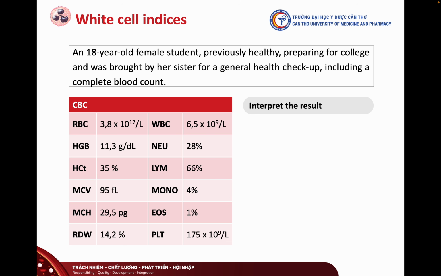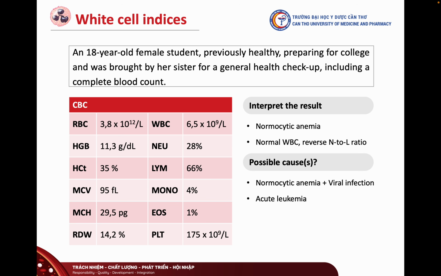Her white blood count is within the normal range, but notice something interesting. Neutrophils are low, only 28%, while lymphocytes are elevated, 66%. So there is a reverse neutrophil to lymphocyte ratio. Now, what might this mean? This pattern could be due to, first, a viral infection, which is quite common in young, otherwise healthy individuals. But we also need to consider early stage acute leukemia, especially when the lymphocyte predominance appears without clear symptoms.